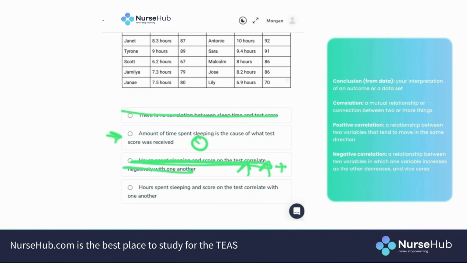The next option is hours spent sleeping and score on the test correlate to one another. It doesn't specify whether it's positive or negative, but it does say that there is a correlation between sleep and test score. I like this answer the best, this last answer.